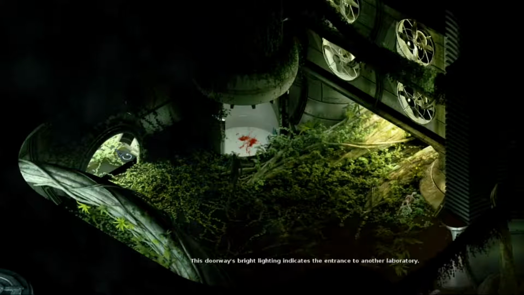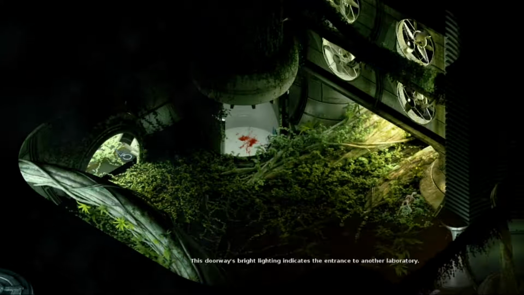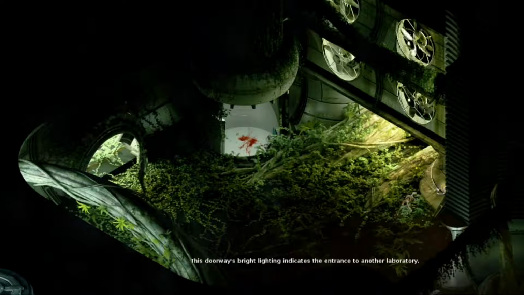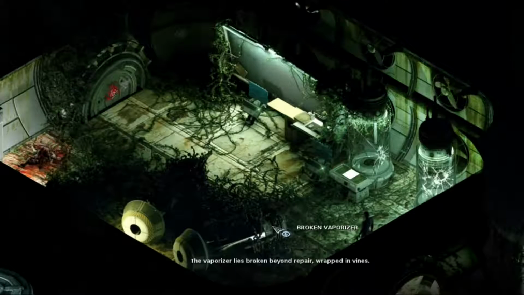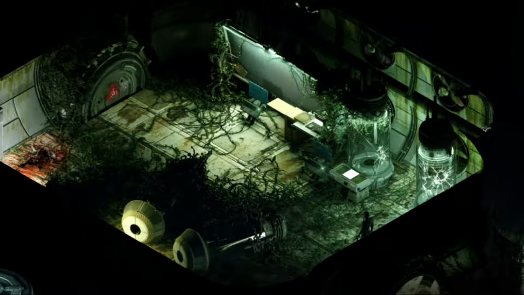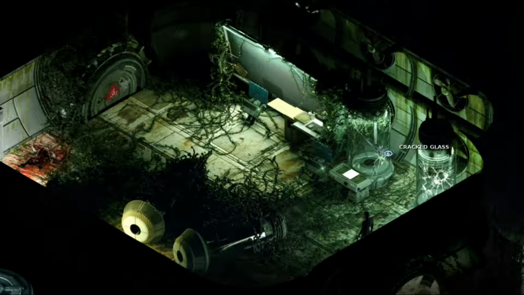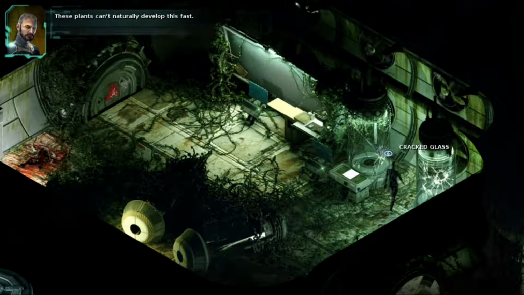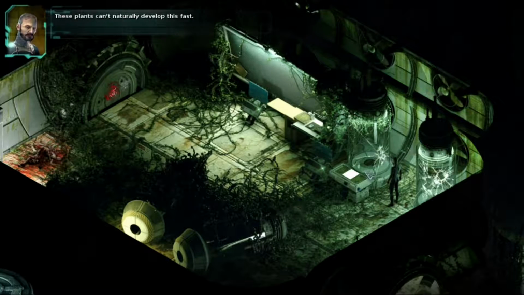Okay, eaten by a swarm of insects. Okay, let's go this way. Let's go this way. This is ridiculous. How did it grow this world in a few months? So cracked glass. Plants can't naturally develop this fast.